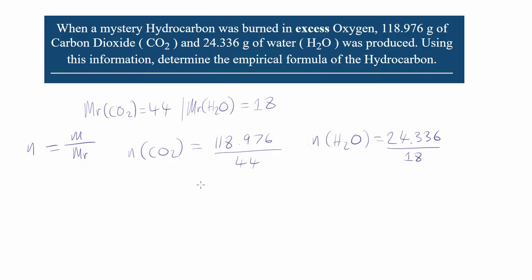Okay, so I would invite you to have a go at working out what each of these are on your calculator. If you had a go at that, what you should have come up with is that for the number of moles of CO₂, when you do that calculation, what you get is 2.704, right? And when you do that for the H₂O, what you should get is 1.352.